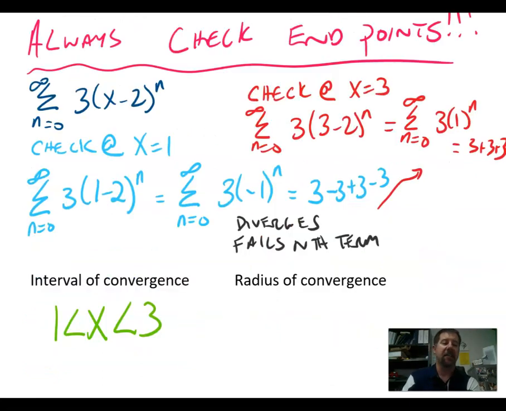So in this case, my interval of convergence would be between 1 and 3, okay, is where it's going to converge. And then the radius of convergence, again, is half the interval. Because I'm going from 1 to 3, this interval is 2 long. 3 minus 1 is 2. And so the radius of convergence would be 1. And that is how we find our interval and radius of convergence.